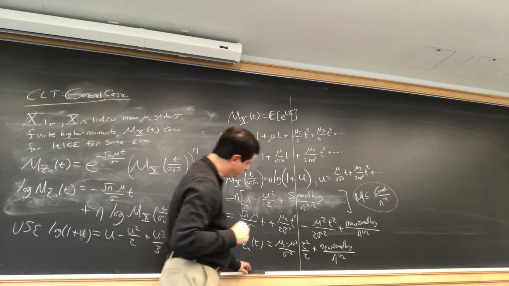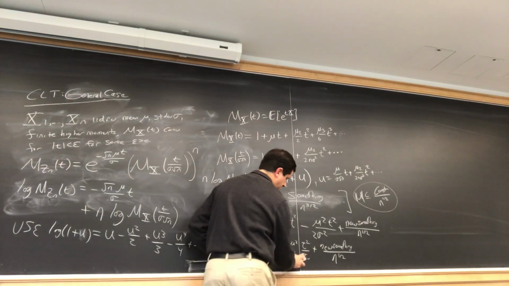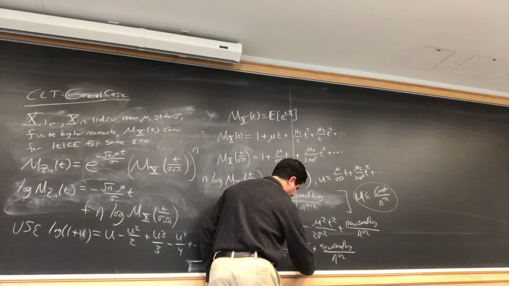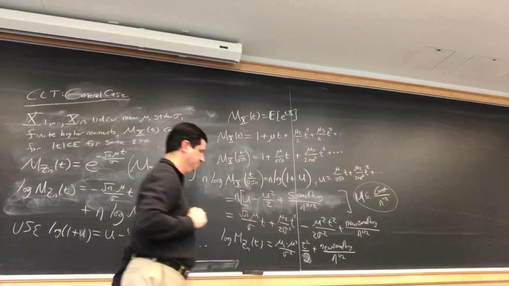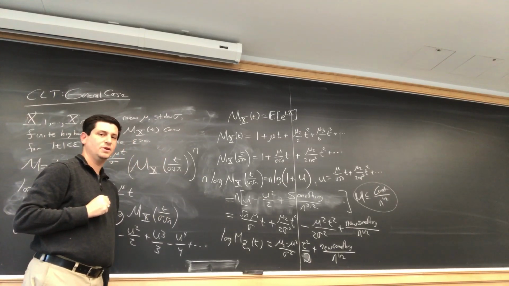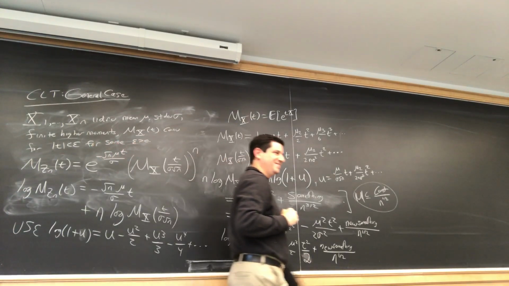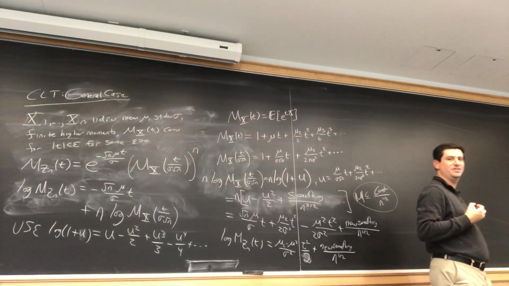That is not a good looking 2. That's a much nicer 2. Okay. What are we hoping that the moment generating function will look like? What's the moment generating function of the Gaussian?